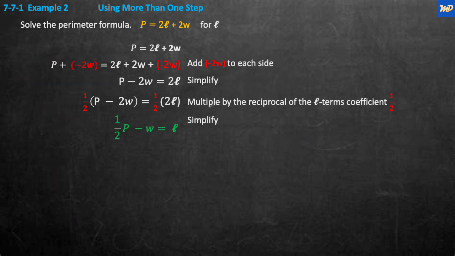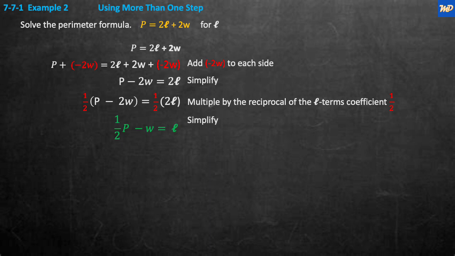So now we're going to look at some formulas that take more than one step to solve the formula for the new variable. So in our case, it says solve the perimeter formula, where P, perimeter, is equal to 2 times the length plus 2 times the width. And they're going to want us to solve for L. So we have to undo a few things in here to get L by itself. But what you're going to see, it's not really that difficult to do.